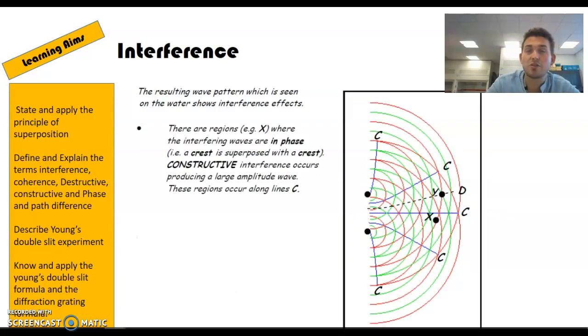So you can see the regions, for example X, where the interfering waves are in phase, and all along point C, you can see, all along line C, that they are constructively interfering, and at these points, the wave will be traveling like a high bit.